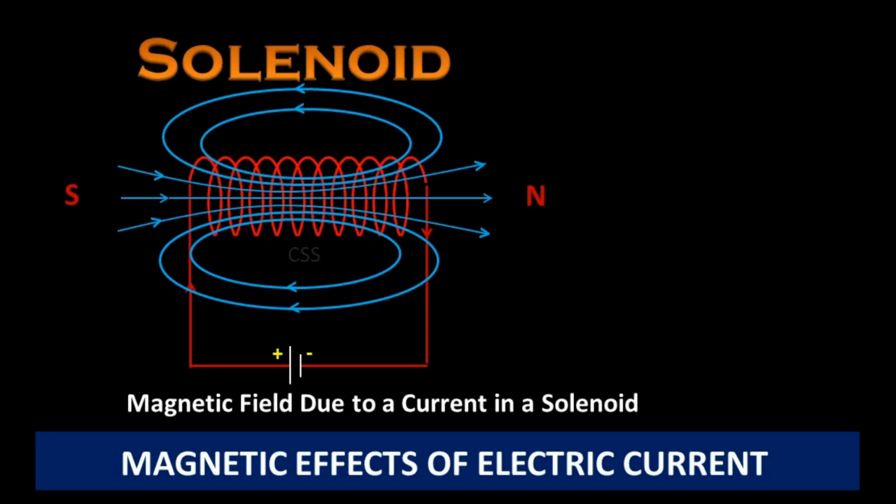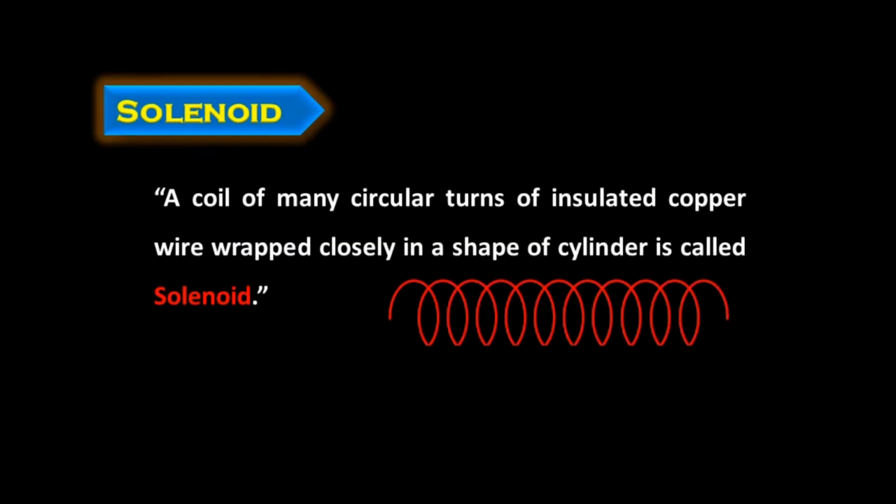Hello friends, our today's topic is a solenoid: magnetic field due to a current in a solenoid. When current passes through the solenoid, magnetism is produced. So this is the magnetic effect of electric current. Let's see what is the solenoid.